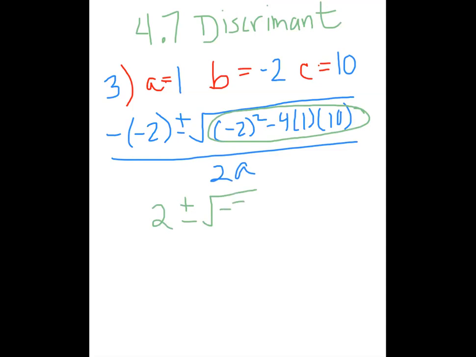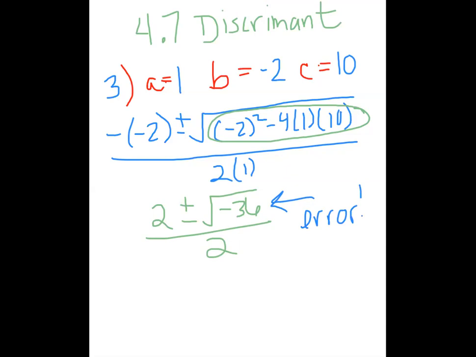Square root of negative 36. Oops, that's supposed to say 2 times 1 up here. Right here. Oops. 2A should say 2 times 1. Okay. So in parentheses, negative 2 squared minus 4 times 1 times 10. If you type that in, you should get negative 36. Well, here's the thing. Go ahead in your calculator. Try to type in the square root of negative 36. You should get an error message. It is not possible. There is no such thing.